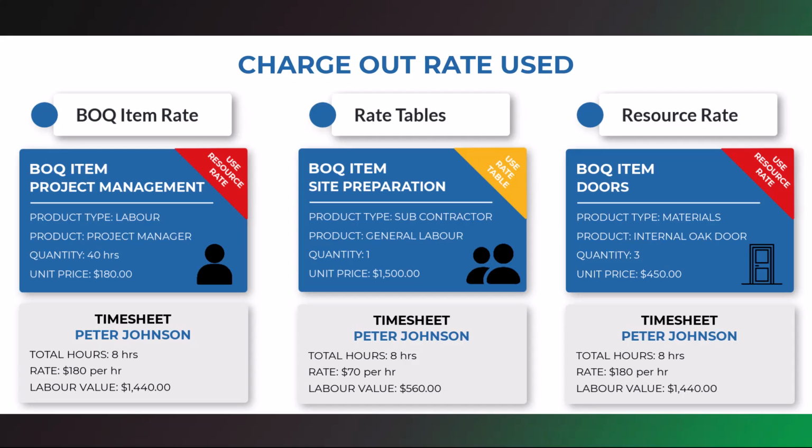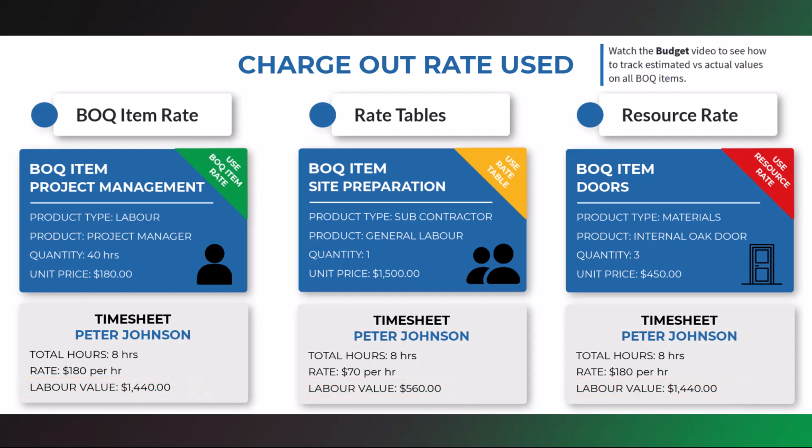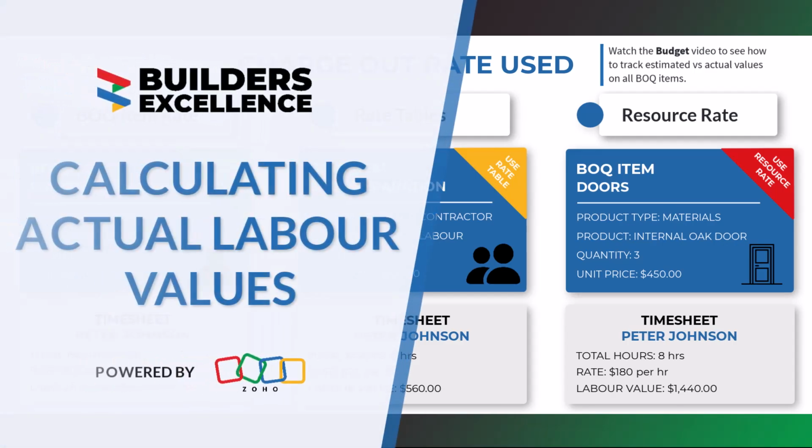As each estimate can have different pricing, the charge-out rate has better accuracy when the rate table or the BOQ item option is selected. Now on all three scenarios, we have the accurate labor value for every timesheet submitted. Watch the budget video to see how to track your estimated versus actual values on all BOQ items.